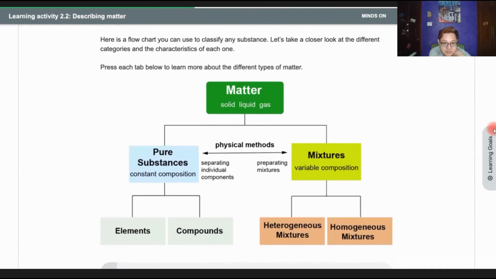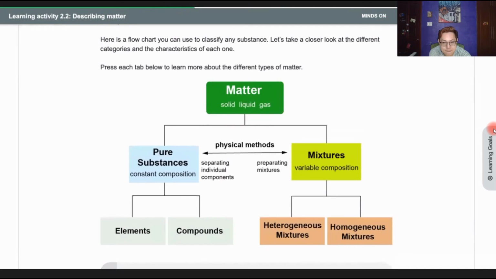Solid, liquid, gas. Pure substance: constant composition, separating individual components. Mixture: variable composition.